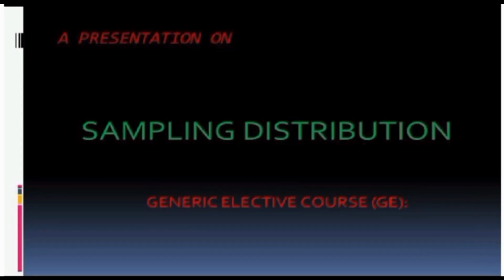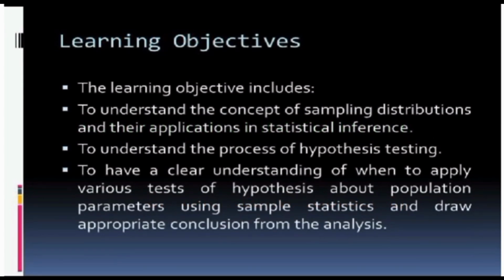A presentation on Sampling Distribution, General Elective Course GE 3. The learning objective of this course is to understand the concept of sampling distributions and their applications in statistical inference, to understand the process of hypothesis testing, to have a clear understanding of when to apply various tests of hypothesis about population parameters using sample statistics and draw appropriate conclusions from the analysis.